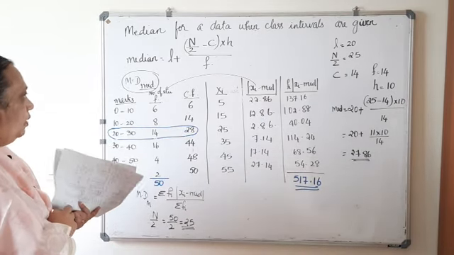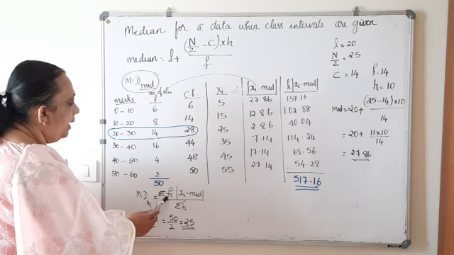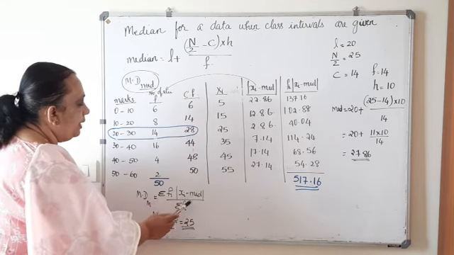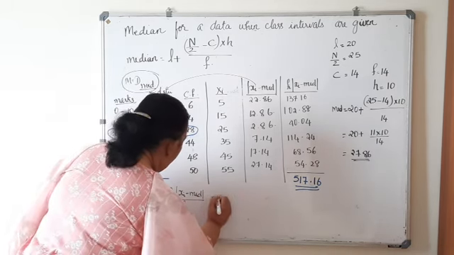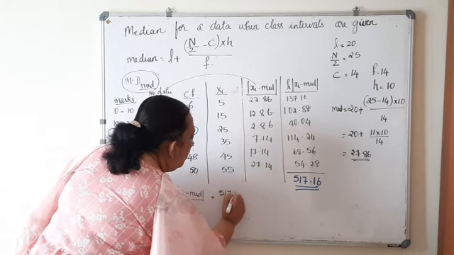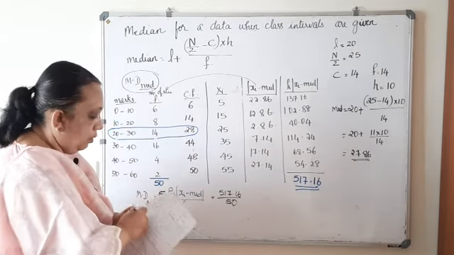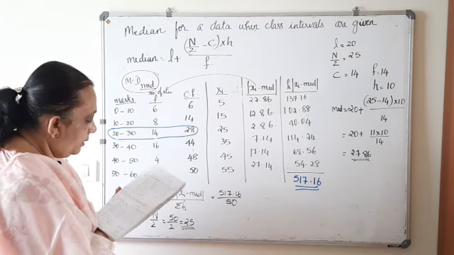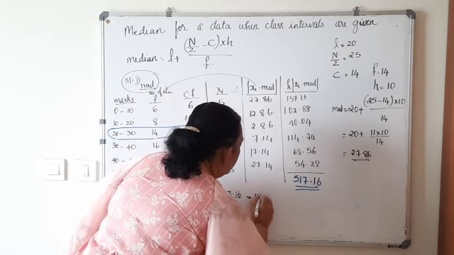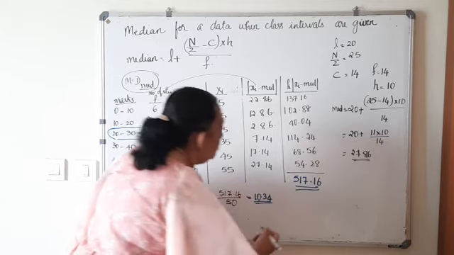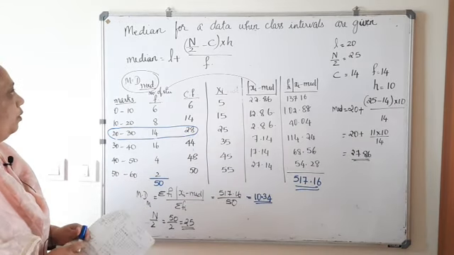So, what about mean deviation about median? Mean deviation about median is equal to sigma fi into modulus of xi minus median divided by sigma fi. That is equal to 517.16 divided by sigma fi. Sigma fi is equal to 50. So, the answer comes to 10.34. So, I hope this is clear to you.